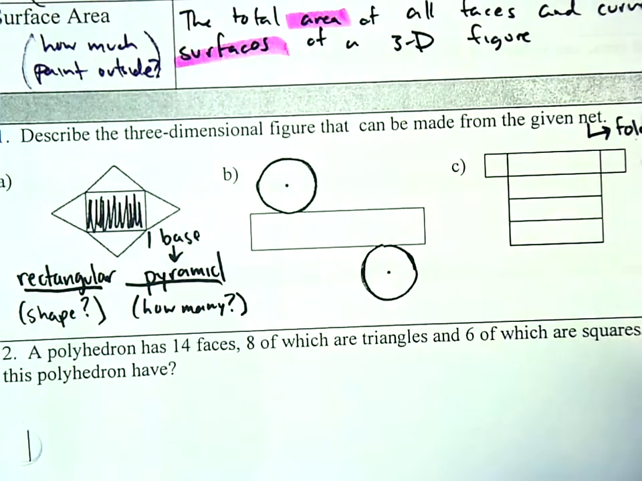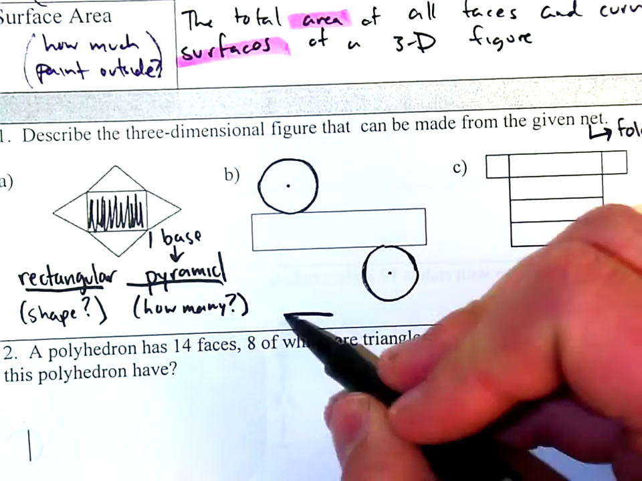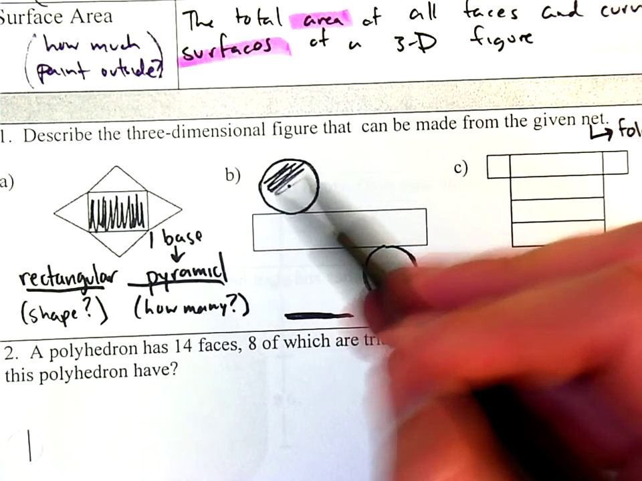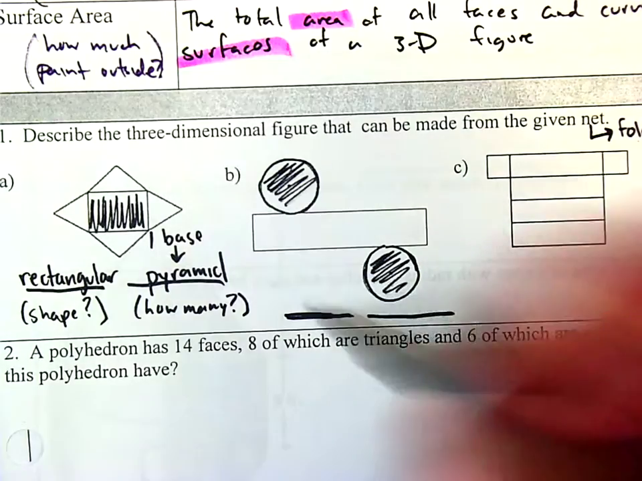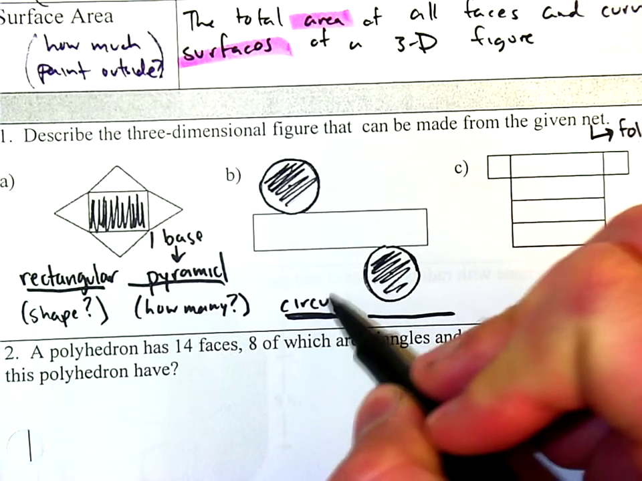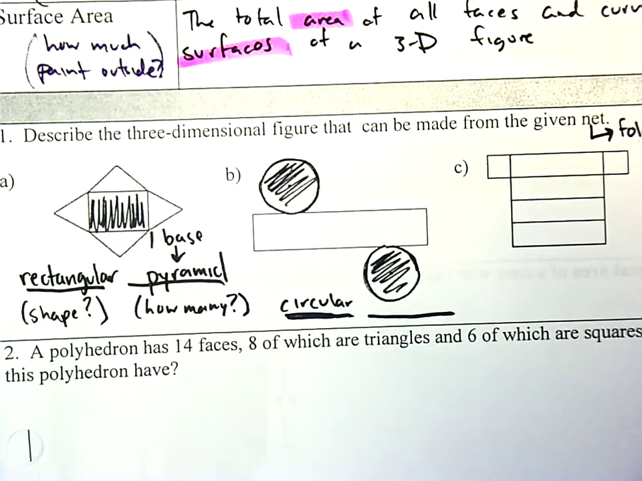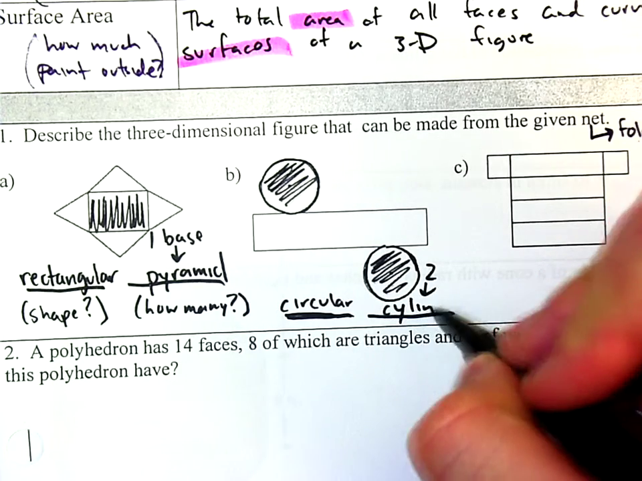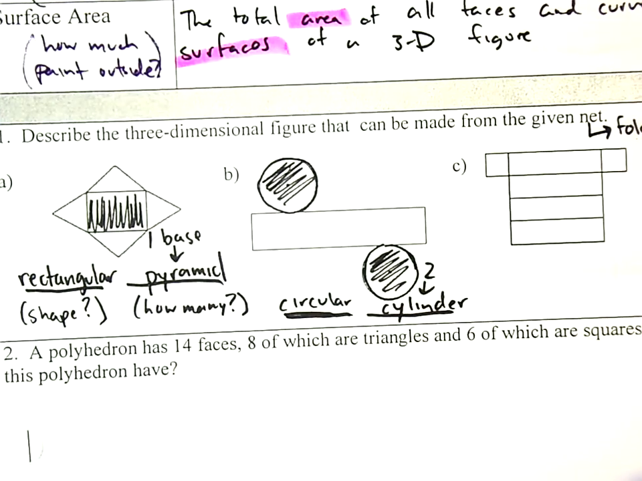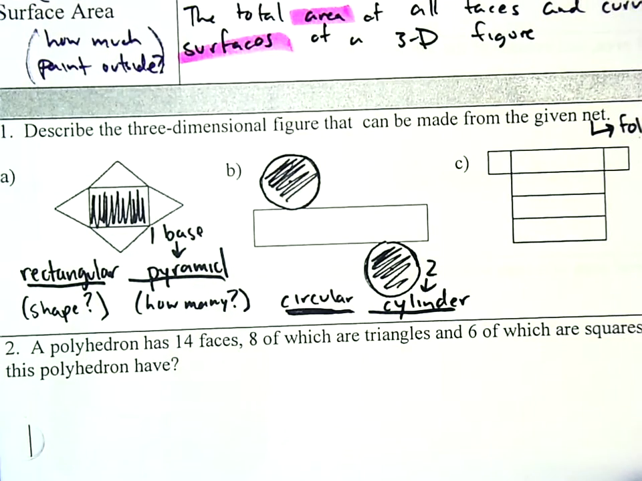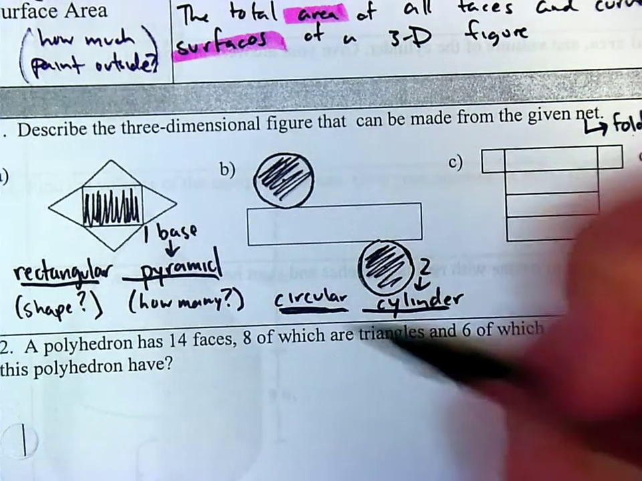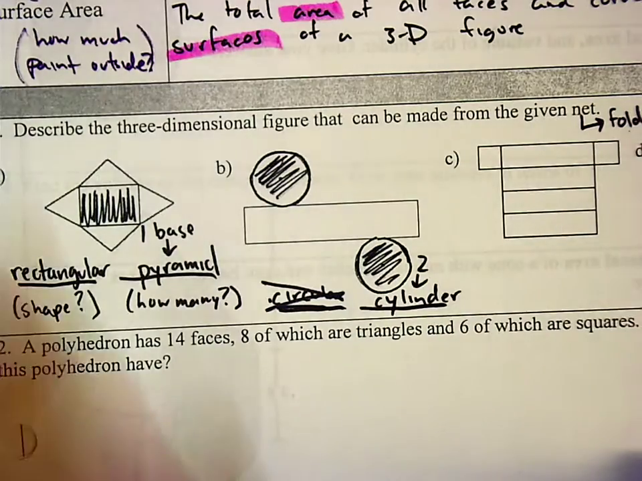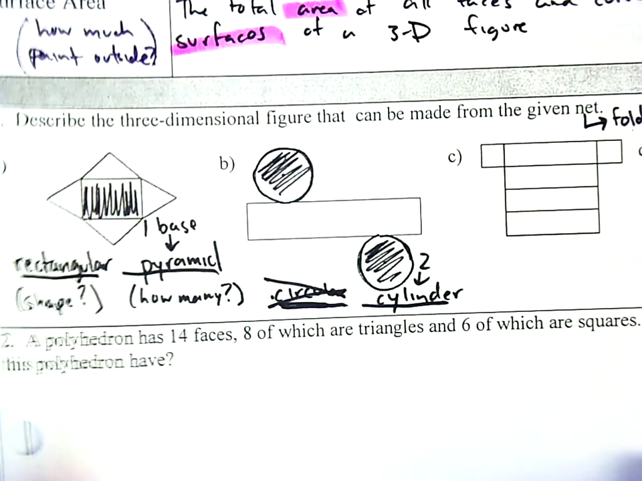Now for B, we could still break this down into those 2 pieces. What shape is the base? Well, clearly they're circles, right? It's these things right here. They're circles, so it would be circular. And then there are 2 of them, so it's a cylinder. And then the thing we talked about is that for a cylinder, the base will always be circular. So we actually don't even need to write that. We can just put cylinder.